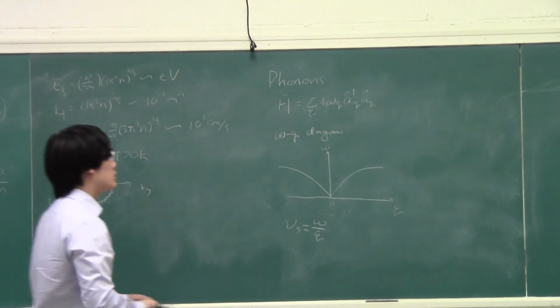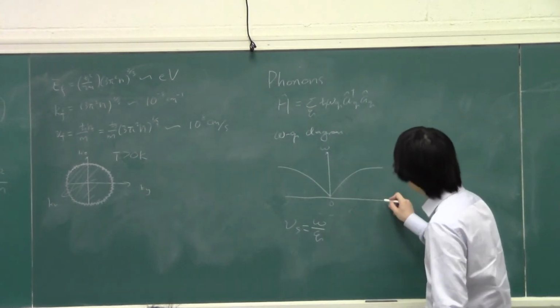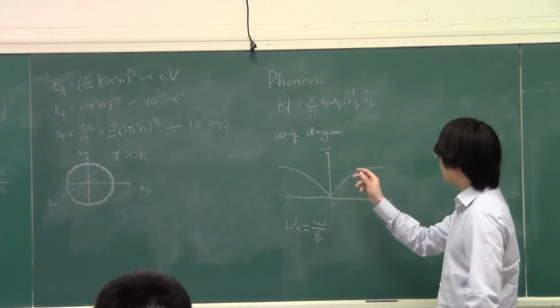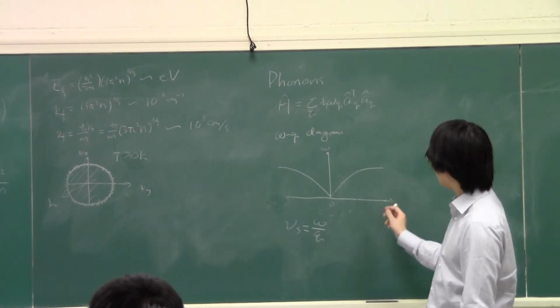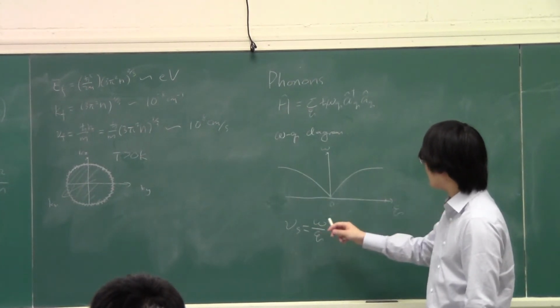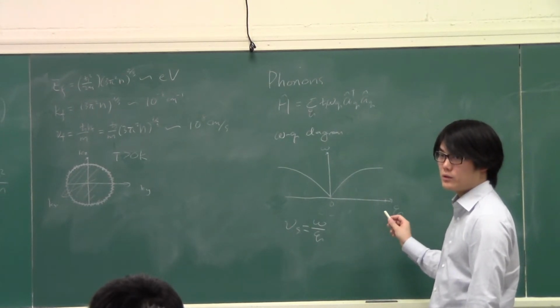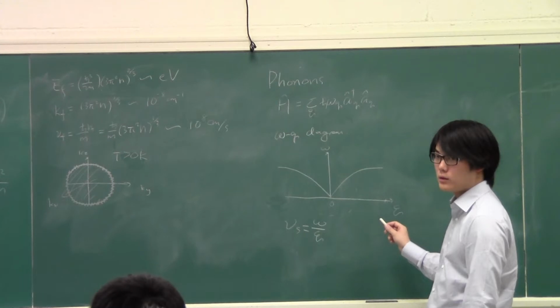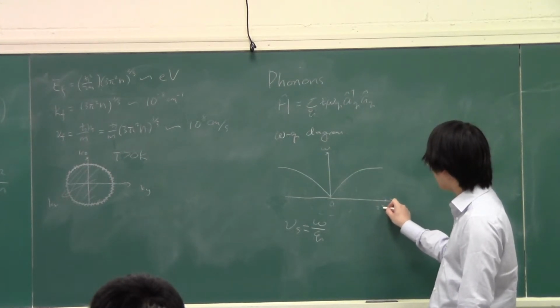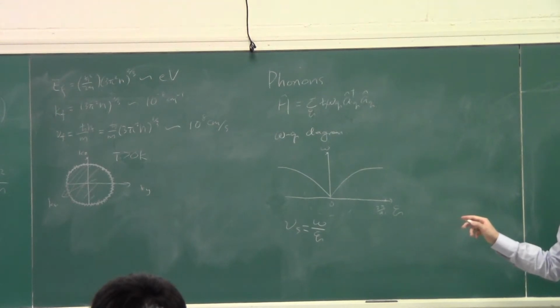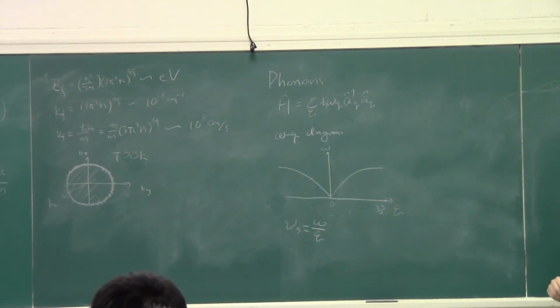Oh yeah, and also, in Q space, we're drawing the omega-Q diagram in what's called the first Brillouin zone, right? And the boundary of the first Brillouin zone is where? Right, 2 pi over a, with a being the spacing between lattice sites.